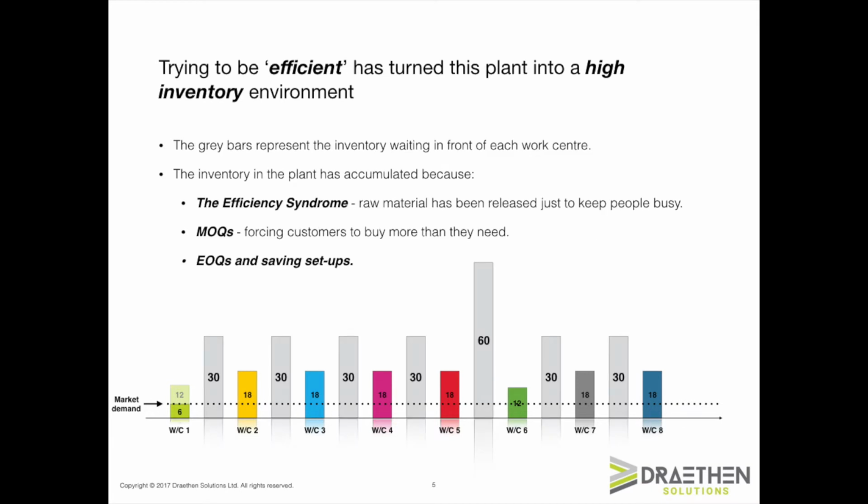Now I've made the plant even more lifelike. The grey bars represent the amount of inventory or WIP that is queued in front of each work centre. The number in the bar tells you how many units are waiting. The queues are quite big, with most being 30 units, and the queue in front of work centre 6 being 60 units. This begs a question. How on earth does it get to be so much inventory in the plant when market demand is the constraint?